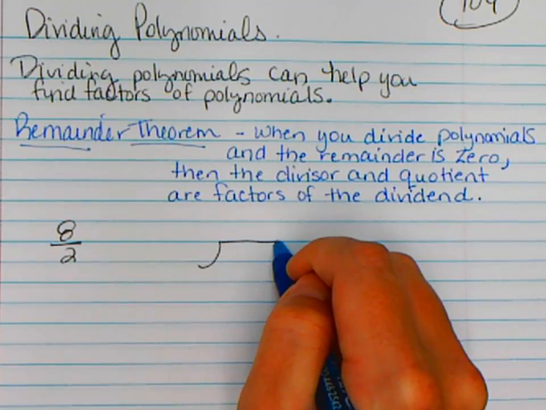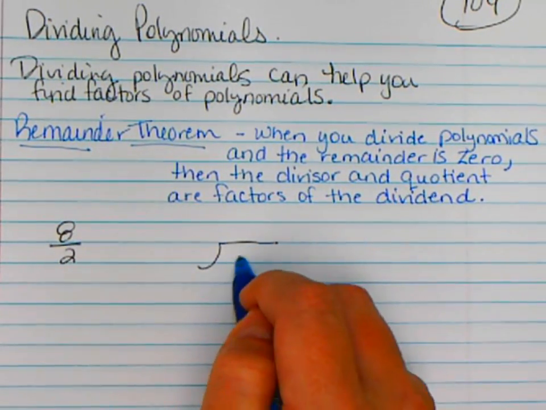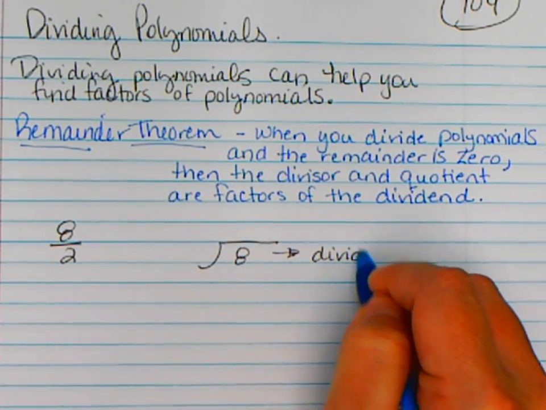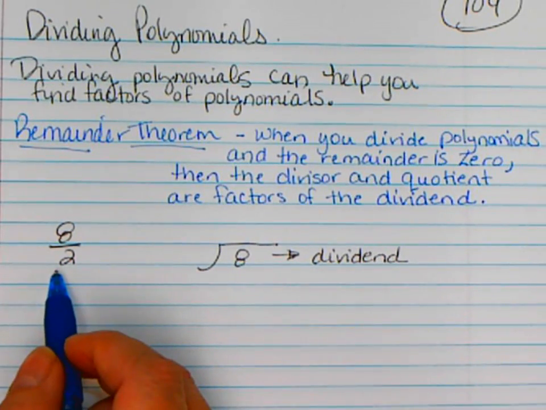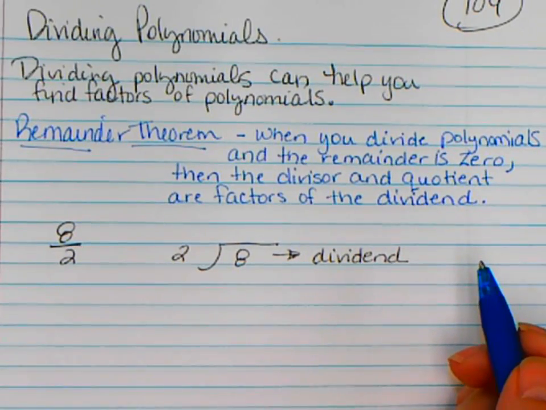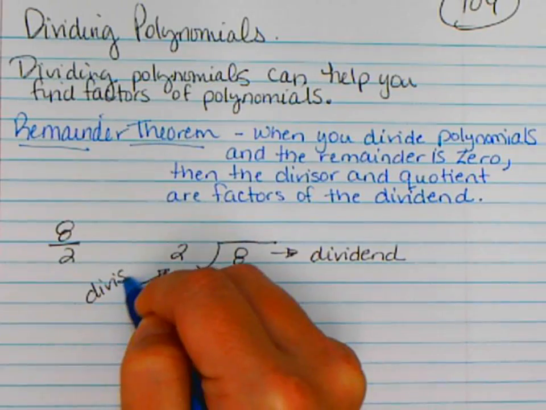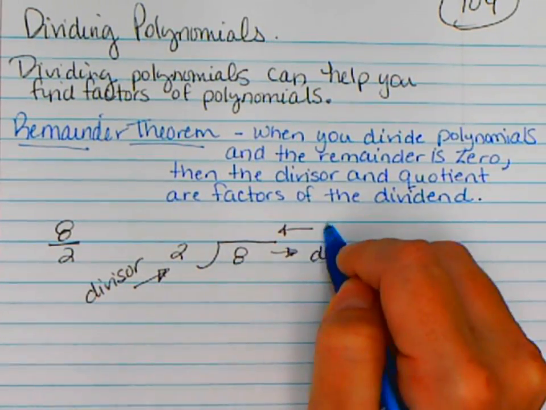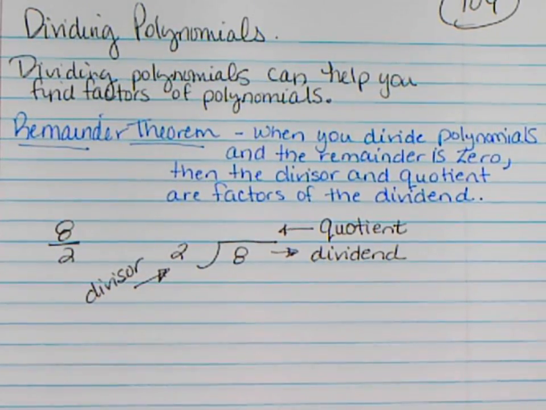So under the division sign, we would put what's in the numerator, right? 8. And whatever is under the division sign is called the dividend. Whatever we're dividing by, the denominator, goes on the outside of the fraction symbol, and it is called the divisor. And whatever our answer is goes up top, and it's called the quotient. And of course, we may have a remainder, we may not have a remainder.